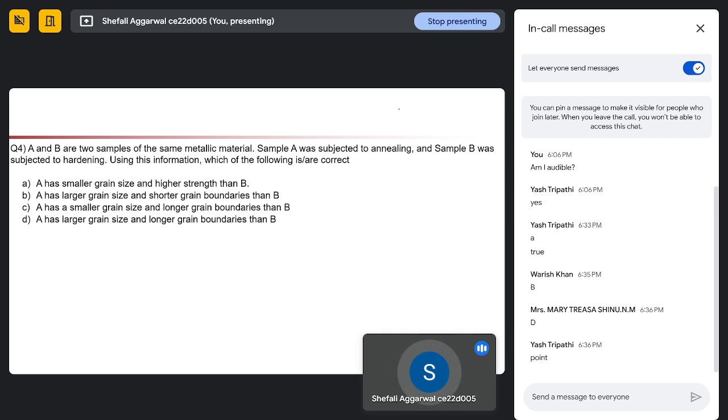So first we will see the difference between annealing and hardening. Whenever we are heating any material and first we are heating it and then slowly cooling it, that is called annealing. However, when we are heating it rapidly and cooling it rapidly, that is called hardening.